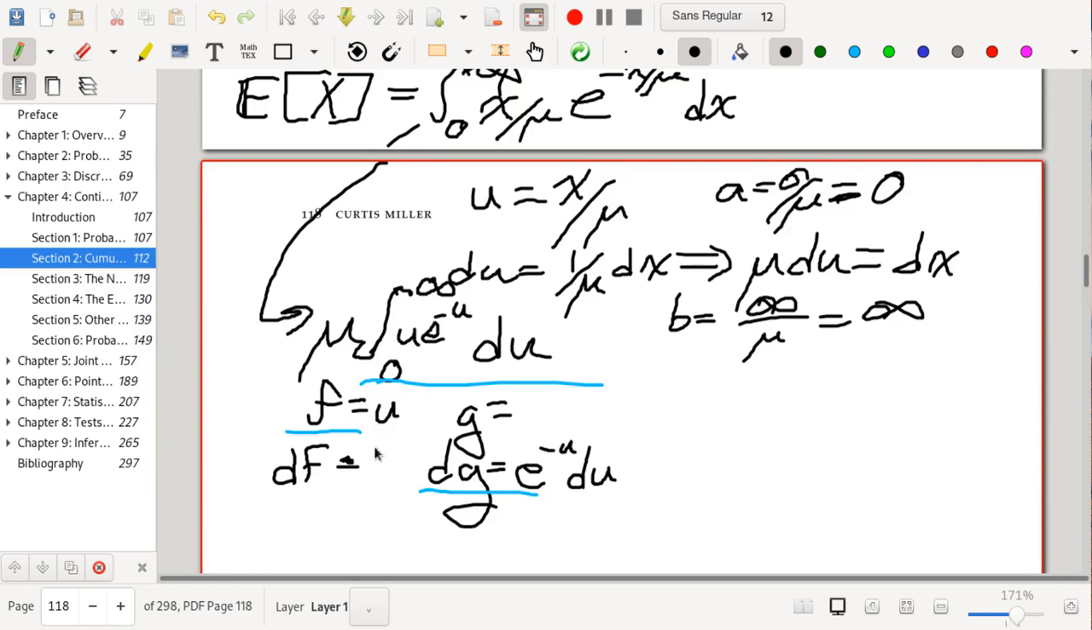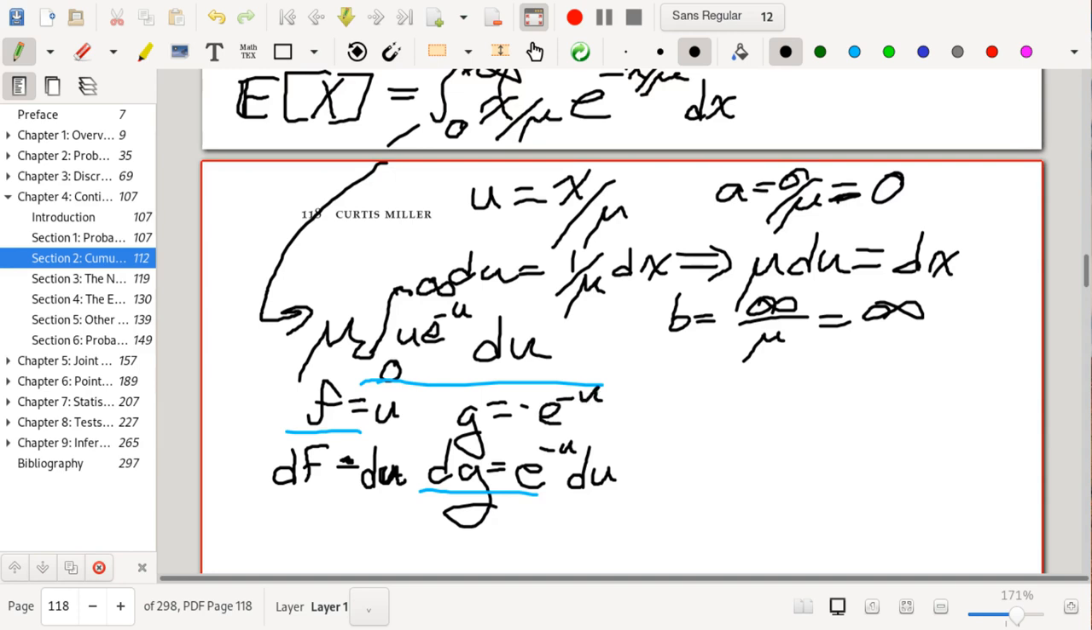All right, now for the dg. dg is e negative u du, so to go to the g, we need an antiderivative for e negative u. And the antiderivative will be negative e negative u. If we had chosen instead for f to be e to the negative u, we would have gone to df equals negative e negative u.